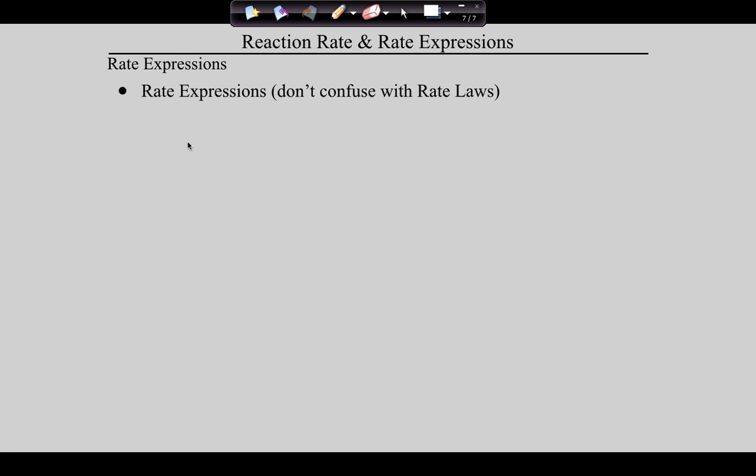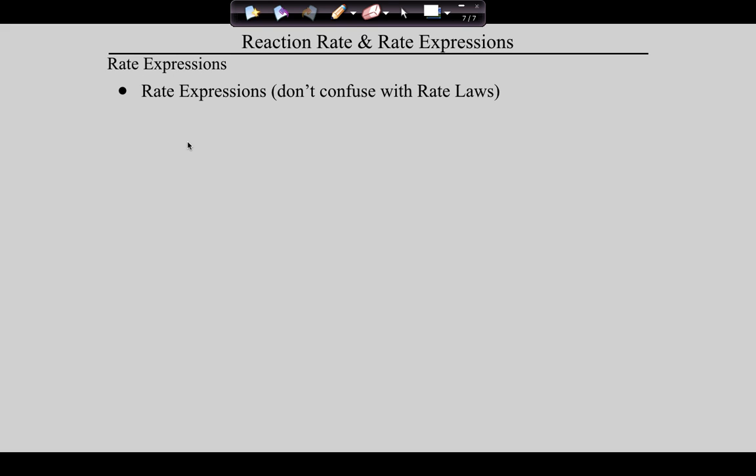So guys, I don't know what you need to write in your notes, but you need to write something that says, don't forget me. Because these are a minor detail, but they will ask you to do these on the AP test. Okay, so these are what are called rate expressions.